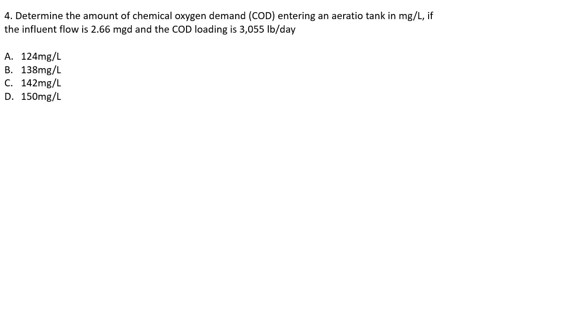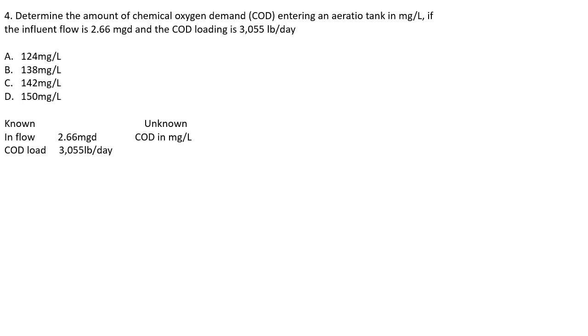Question 4 was, determine the amount of chemical oxygen demand entering an aeration tank in milligrams per liter if the influent flow is 2.66 mgd and the COD loading is 3,055 pounds per day. Let's start by pulling the known and unknowns out. So what we know is the influent flow is 2.66 mgd, the COD loading is 3,055 pounds per day, and what we're looking for is the COD in milligrams per liter.